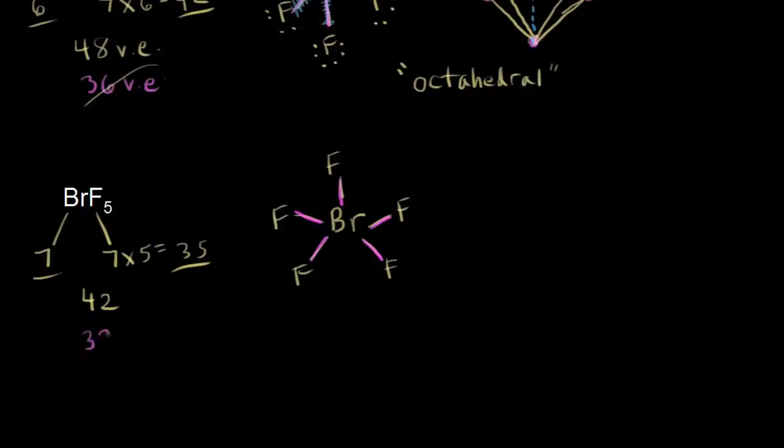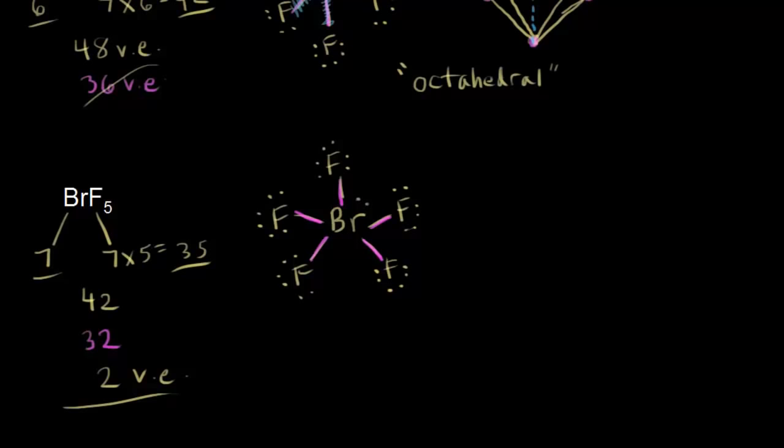42 minus 10 is, of course, 32 valence electrons, and we're going to start putting those leftover electrons on our terminal atoms, which are our fluorines. So once again, we're going to give each fluorine an octet. We're going to put 6 more valence electrons around each of our fluorine atoms. So we're putting 6 more electrons around 5 atoms, so 6 times 5 is 30. So 32 minus 30 gives me 2 valence electrons left over, and whenever you have valence electrons left over after assigning them to your terminal atoms, you put them on your central atom. And so there's going to be a lone pair of electrons on our central bromine like that. So we've drawn our dot structure.